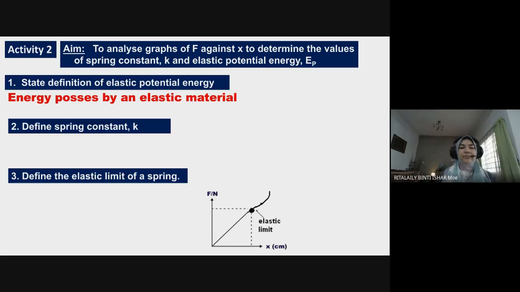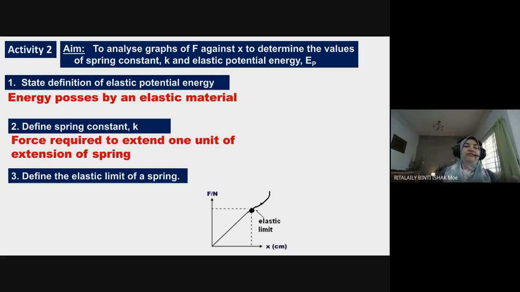Okay, so spring constant is defined as force required to extend 1 unit of extension of spring. For the spring constant, we get the value from the graph, or we can also state or define the spring constant using formula. Okay, F equals to Kx. So spring constant K equals to force over extension.